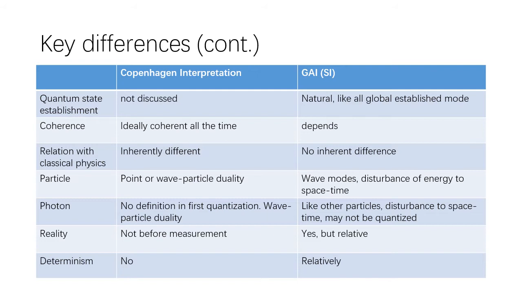Ideal coherence is implied in the derivation of the Schrödinger equation. So in the Copenhagen interpretation, all quanta or everything are ideally coherent. In the standard interpretation, because all quanta are established, the degree of coherence depends on the condition of the interaction or global situation.